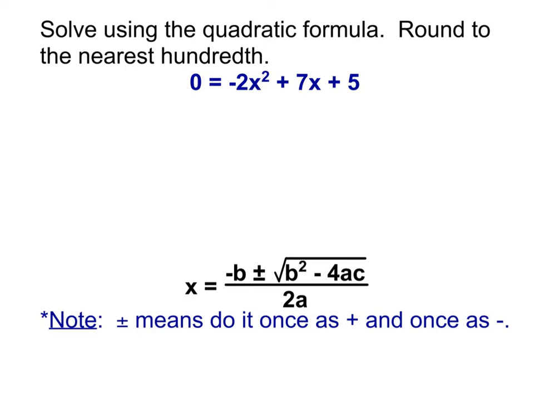So let's check here. What's the a value in this equation? Yep, it's always whatever is in front of the x squared. So in this case, it's the negative 2. Remember that if it's just a plain old x squared, then a would be 1, not 0. All right, what is our b value here? 7. Yep, b is 7, positive 7. And c, what is our c value? 5.